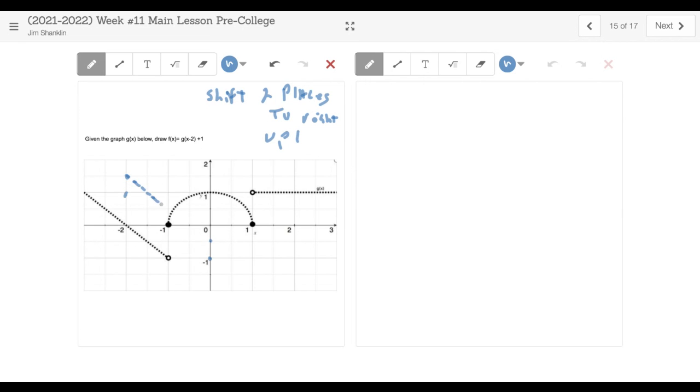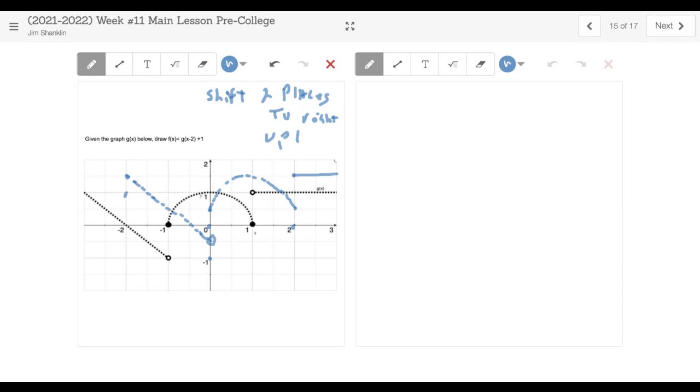So this is going to be part of my answer. And then I'm going to move this 2 places to the right. So that goes over 2 places, put up 1. So now I have this semicircle, and this is going to be moved over 2 places to the right and 1 up. So that's going to look like this. So my graph, and I should have used a different color so we can see it, my graph should be the blue one.